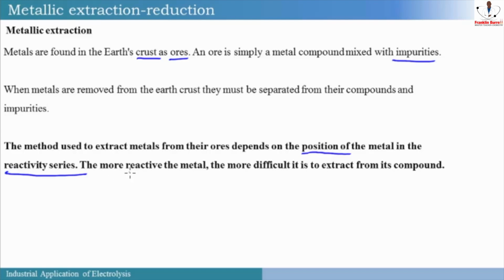So the more reactive metals, and those are found at the top of the series, they are more difficult to extract. And those that are lower in the series are easier to extract. You'll remember that those that are found way down at the bottom of the series will not form compounds, so there's no need to extract them from their compounds because they are found in their free state, their elemental state, in the environment. Let us look at the method of extracting a metal based on where it is found in the reactivity series.